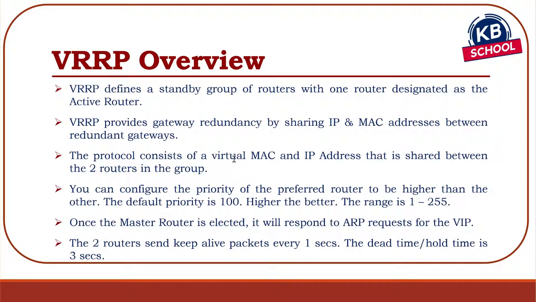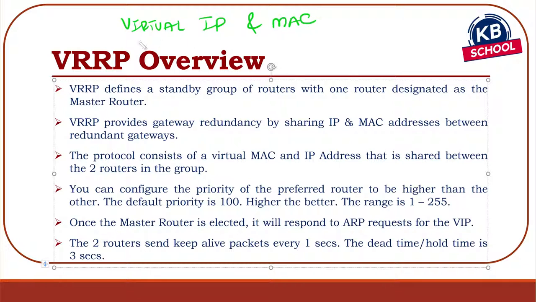So VRRP again is the open standard protocol for FHRP. It is a group of routers that will act as a logical group for the forwarding or redundancy of your routers for the default gateway for your PCs. In this, one of the routers will be known not as the active router, I'll call it the master router. In terms of VRRP, it will provide redundancy by sharing the same virtual IP and MAC address, just like I did with HSRP. That concept is the same.